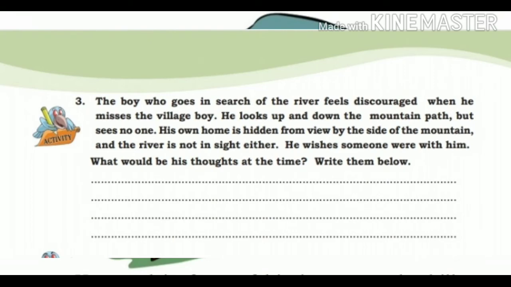The boy who goes in search of the river is discouraged when he meets the village boy. He looks up and down the mountain path, but sees no one. His own home is hidden from view by the side of the mountain, and the river is not in sight either. He wishes someone were with him. What would be his thoughts at the time?